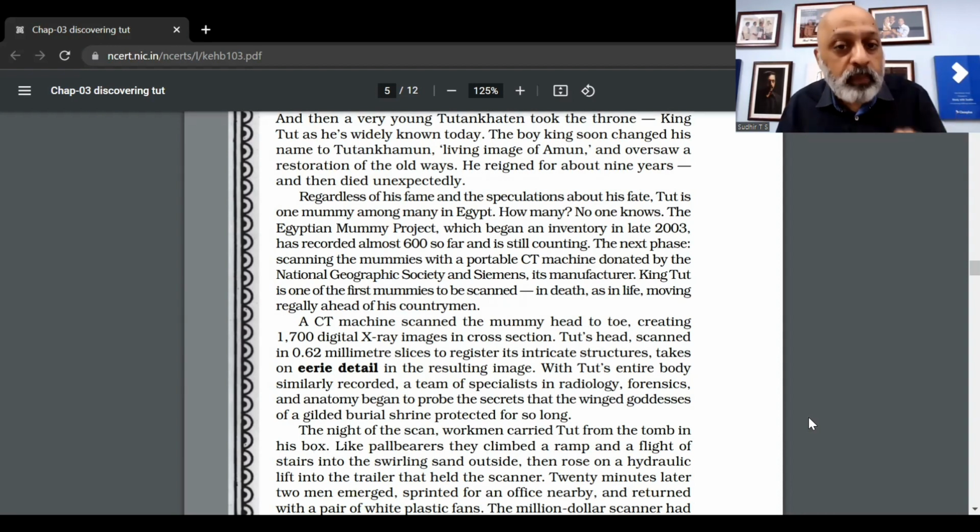The Egyptian Mummy Project, which began in inventory मतलब सबका record रखो कितने mummies हैं, किसके हैं, in late 2003 had recorded almost 600 mummies so far, and they're still counting. 600 से भी ज्यादा हो सकते हैं, because सब नीचे नीचे हैं, पता नहीं कि उसको ढूंढना भी मुश्किल है कितने होंगे जमीन के नीचे. The next phase, scanning the mummies with a portable CT machine donated by the National Geographic Society and Siemens company का तो नाम आपने सुना होगा, its manufacturer. King Tut is one of the first mummies to be scanned in death as in life, moving regally ahead of his countrymen.